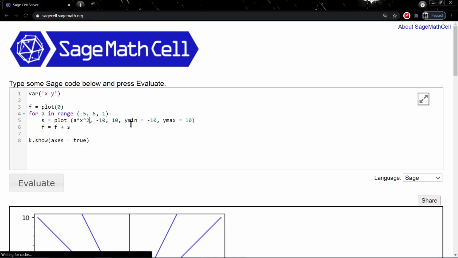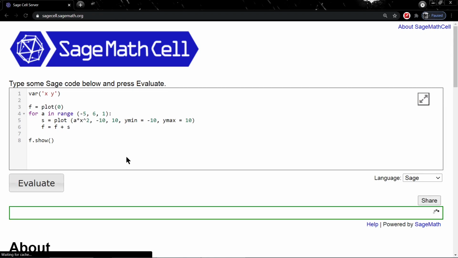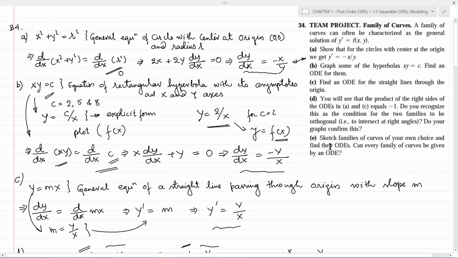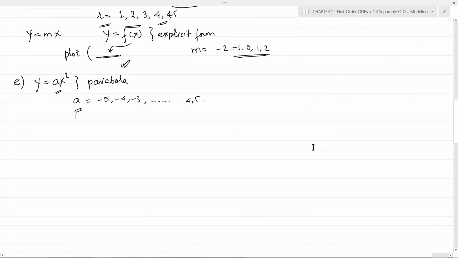x range from minus 10 to 10 and y range from minus 10 to 10, those will be the same. And now we can plot f. No need to write this axes command because we are not going to plot implicit functions. So now this will plot all the parabolas of the form y equal to ax square for a values starting from minus 5 till plus 5. We can see that the upward opening parabolas are for values a positive and the downward opening parabolas are for a values negative. Next, the question is asking us to find their ODEs.